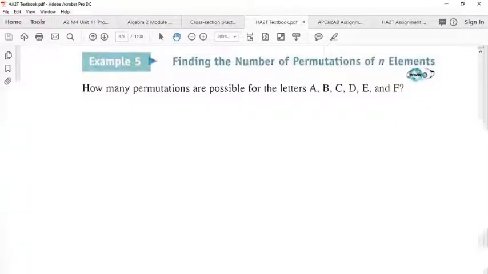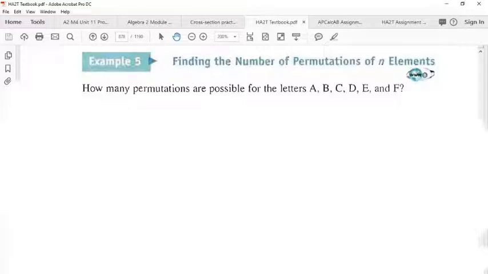Permutations. So, like I was saying, when you have permutations, place matters. Let's pretend all these guys are in a race, A, B, C, D, E, and F. How many different possible finishes are there? What I'm saying is, how many different orders can they finish in? Now, this would take a very long time to list out.